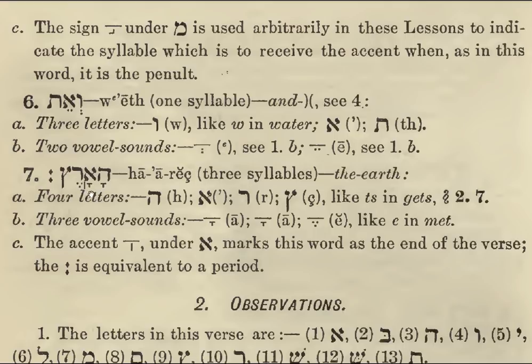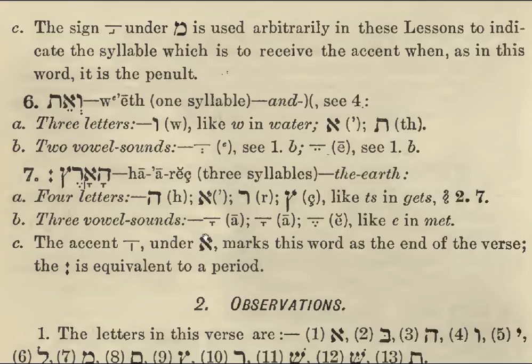Ha-aretz. Three syllables. So there are four letters here: the H, the Aleph, the Resh, and the Ts sound at the end, which is the final form of this letter. So you only see this letter at the end of a word. Ha-aretz. The accent goes here, where this little vertical line is.